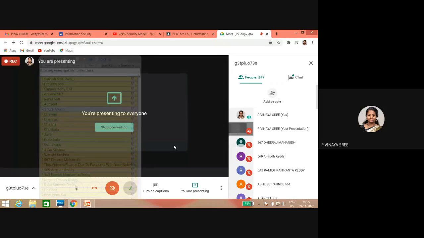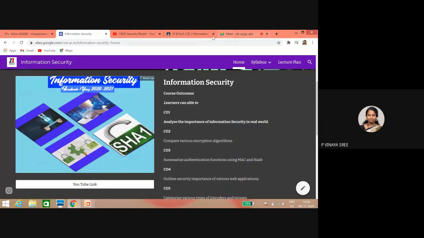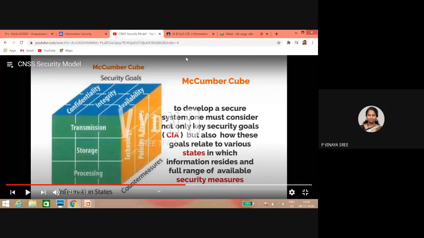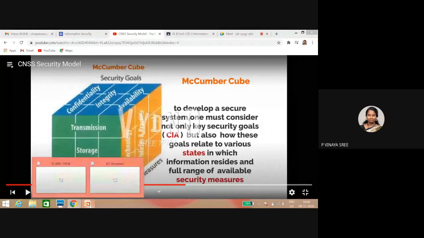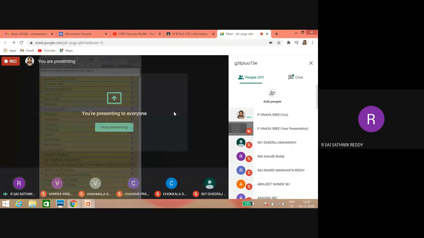So let me start with the introduction to information security. In information security, we have information and security. First, what is information? Can anyone tell me what is information? Our personal data is called information, ma'am. Yes. Information can be our personal data.